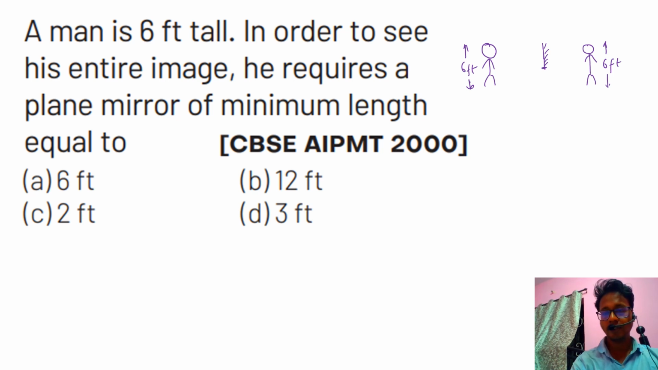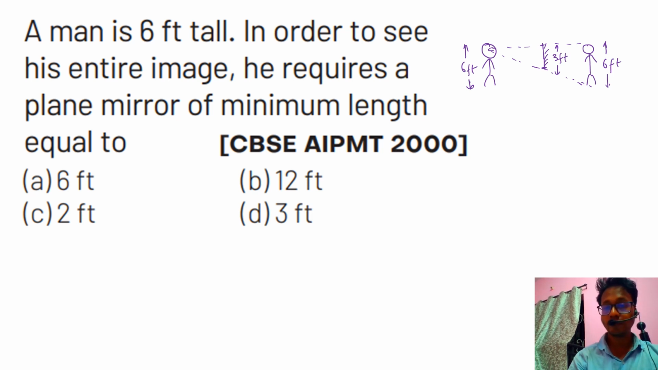Suppose this is the height of the mirror. From the point of view of the observer, this observer should be able to see this entire image. And we can easily say that if this is 6 feet, this should be 3 feet. That I have derived.